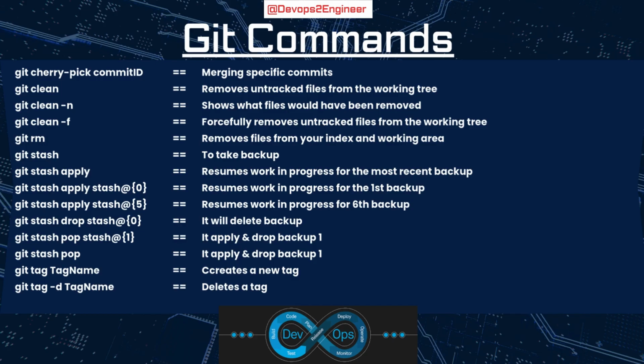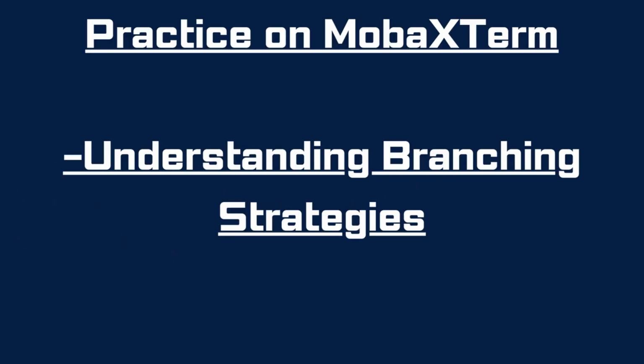Git stash drop stash@{0} will delete a backup. Git stash pop stash@{1} will apply and drop backup 1. Git stash pop will apply and drop the most recent backup. And git tag with a tag name creates a new tag. Git tag -d tag name deletes a tag.